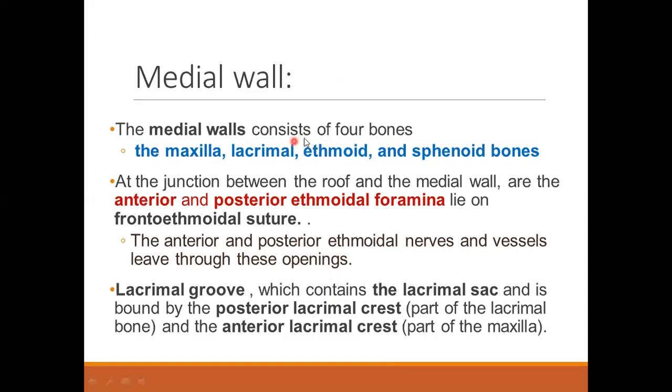The medial wall consists of 4 bones: the maxilla, lacrimal, ethmoid, and sphenoid. At the junction between the roof and the medial wall are the anterior and posterior ethmoidal foramina, which lie on the frontoethmoidal suture. There is a lacrimal groove, which contains the lacrimal sac and is bounded by the posterior lacrimal crest and the anterior lacrimal crest.